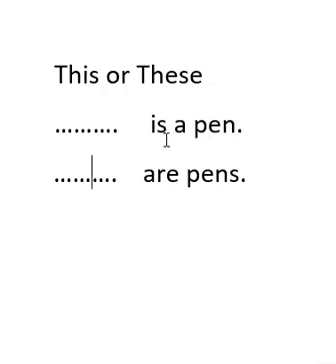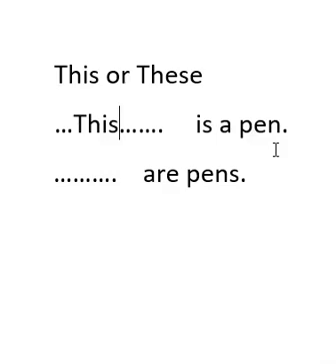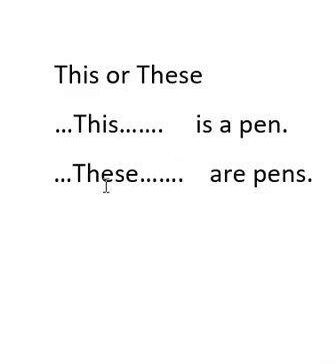Here it is written this is a pen, and here is given this, and we have learned that with is, this will come. That's why we will write this. Okay, next, here is written are pens. With are we always use these, not this, because here are many pens. See, that's why we will write these.